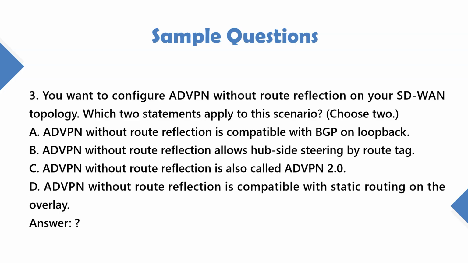3. You want to configure AD-VPN without root reflection on your SD-WAN topology. Which two statements apply to this scenario? Choose 2. A. AD-VPN without root reflection is compatible with BGP on loopback. B. AD-VPN without root reflection allows hub-side steering by root tag. C. AD-VPN without root reflection is also called AD-VPN 2.0. D. AD-VPN without root reflection is compatible with static routing on the overlay.